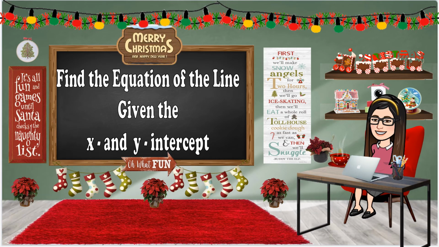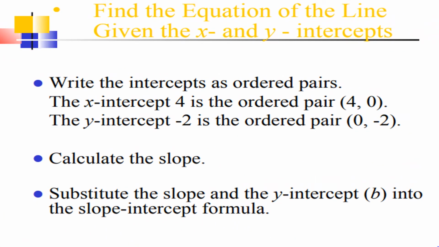Alright, how about we're going to find the equation of the line given the x and y intercept? Okay, for finding the equation of the line given the x and y intercept, write the intercept as ordered pairs po. The x-intercept 4 as an ordered pair is 4, 0. And the y-intercept is negative 2, diba? And the ordered pair is 0, negative 2. Tandaan mo, pag x-intercept, ang y niya ay 0. Pag y-intercept, ang x niya ay 0.